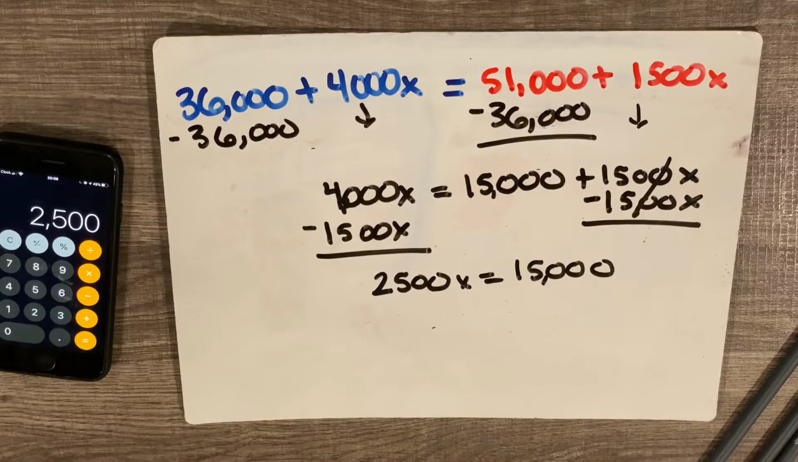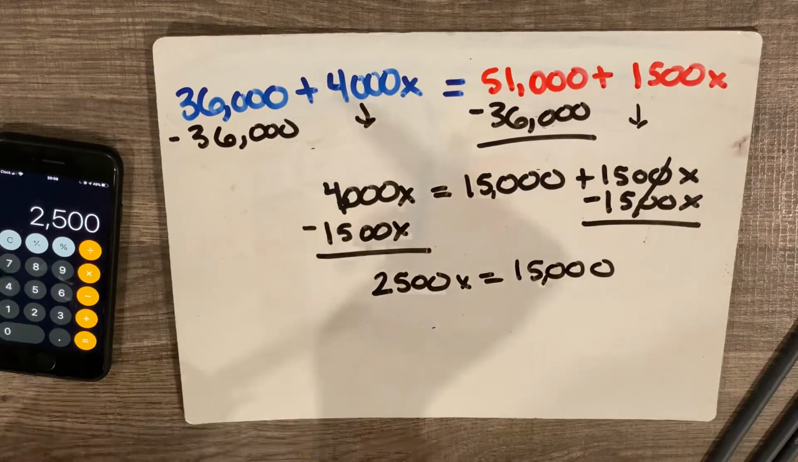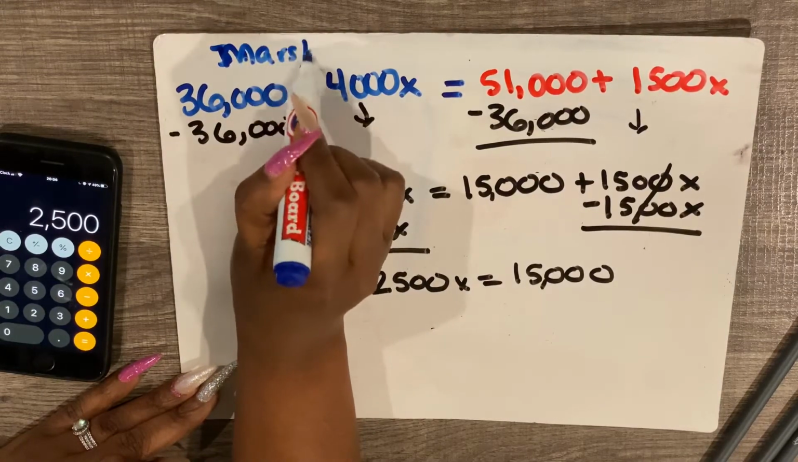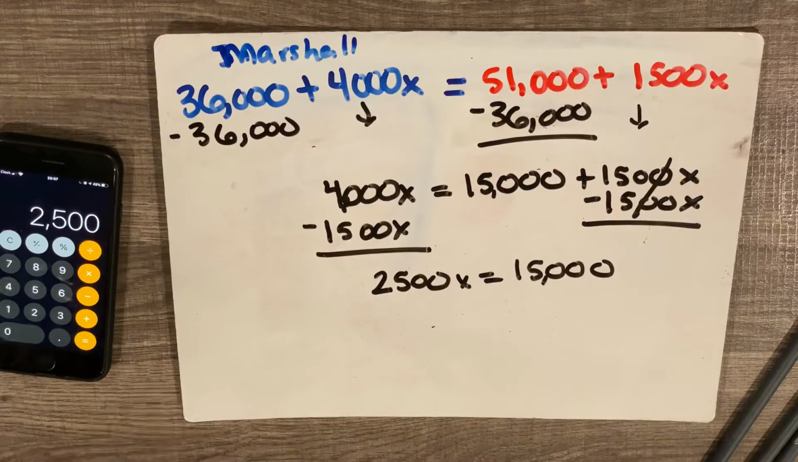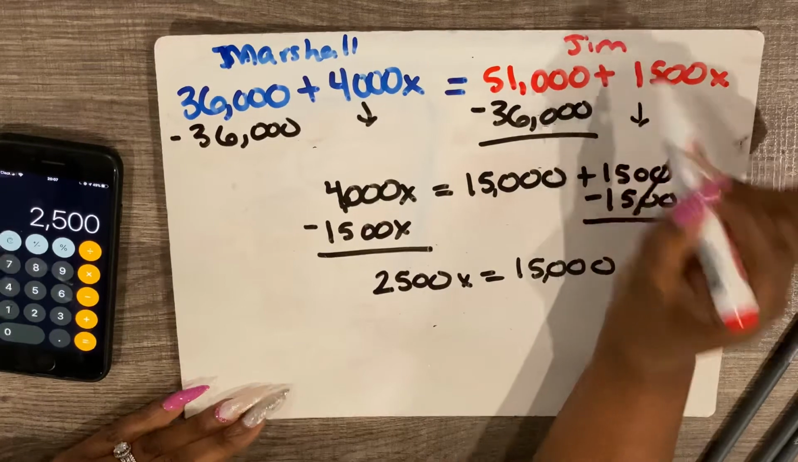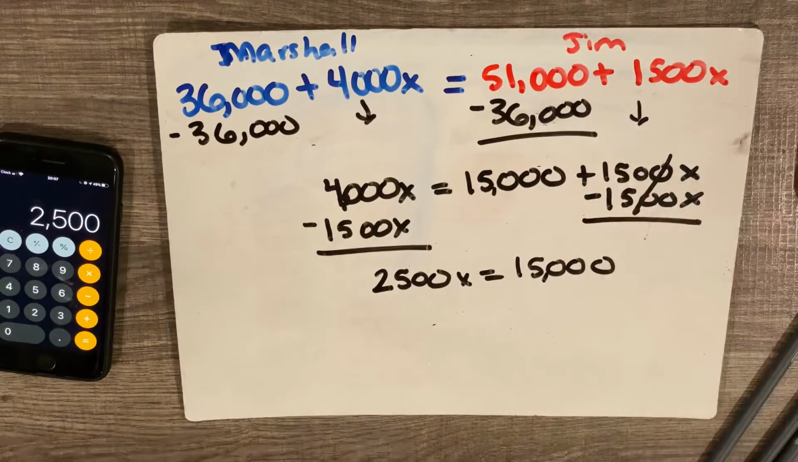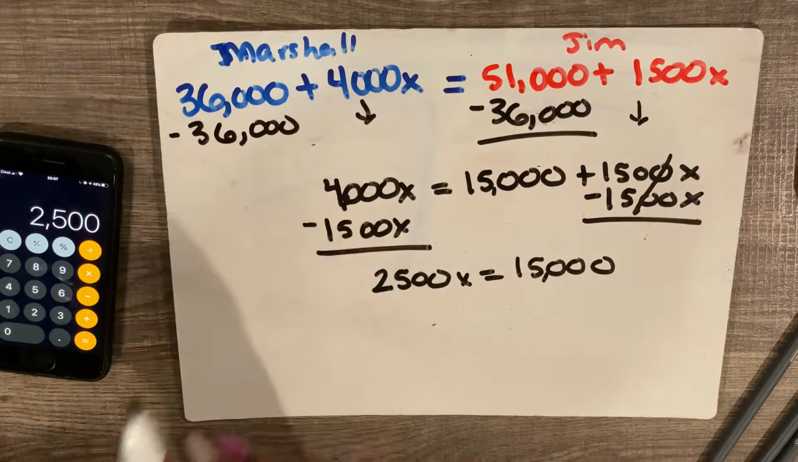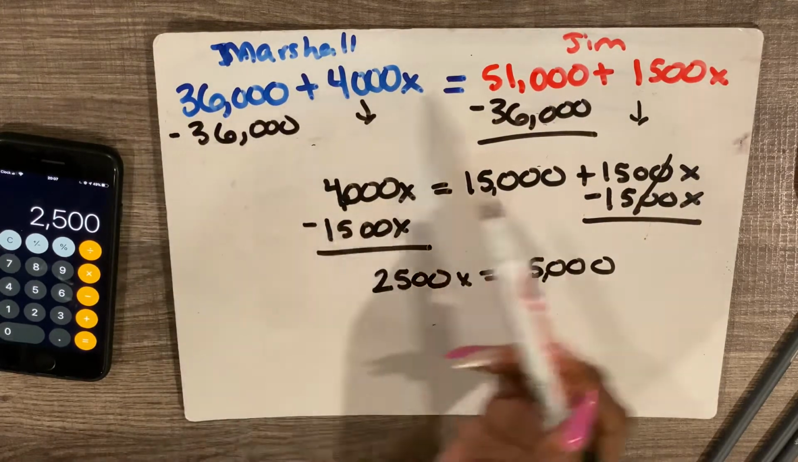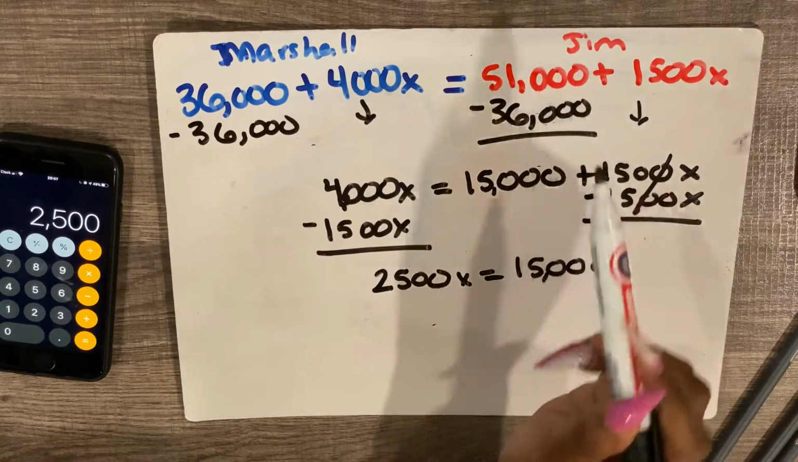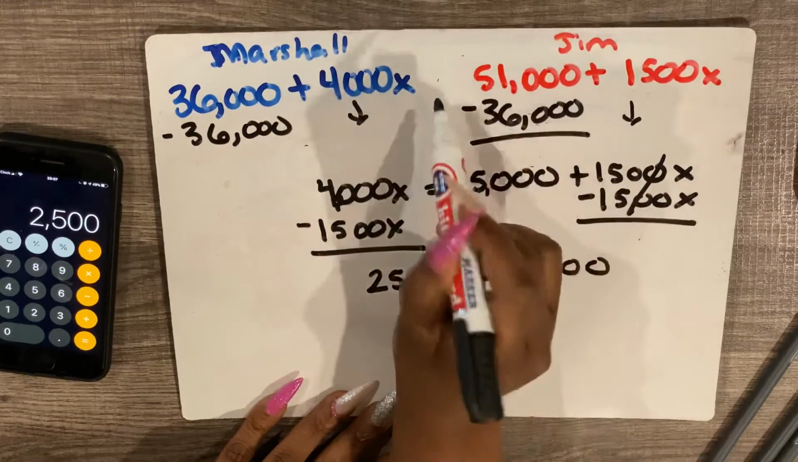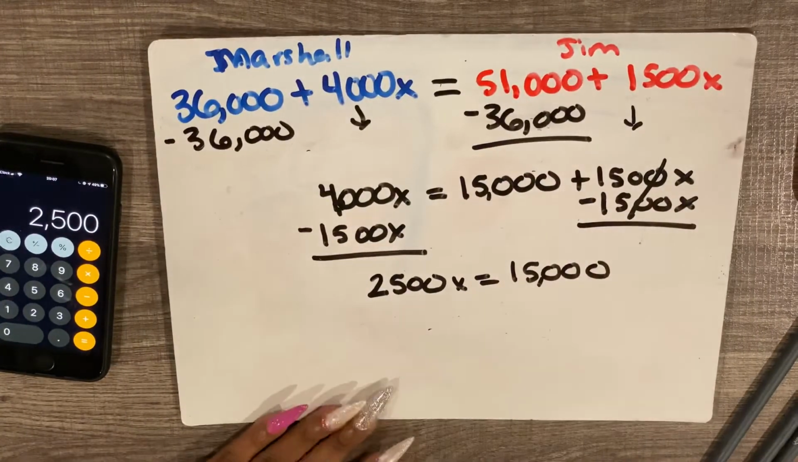So actually, I'll go ahead and label them so you can remember which color. This was Marshall, and Jim was red. There we go. So I have Marshall's expression and I have Jim's expression, and you have to make them equal to each other because the question says, when are they going to be earning the same amount?